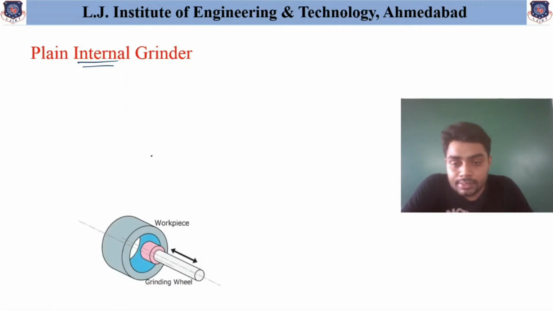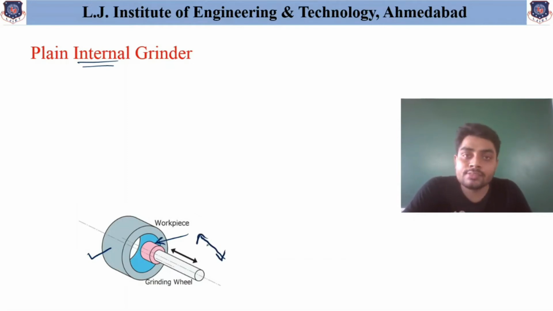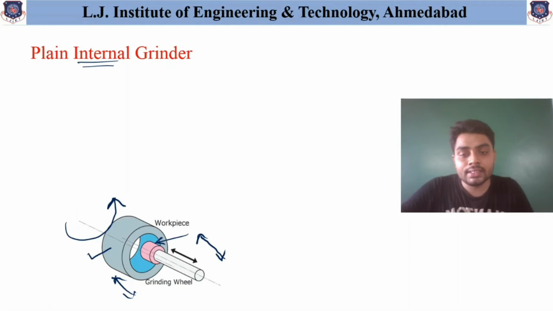As you can see from this simple figure, this is the grinding wheel which has grinding or abrasive particles available, and this is the hollow workpiece. This grinding wheel is fed inside and outside of that workpiece for easy finishing, and the workpiece is rotating about its axis. As friction takes place between the inside surface of the workpiece and the grinding wheel, the finishing operation can be easily obtained. So this is nothing but the plain internal grinding operation.